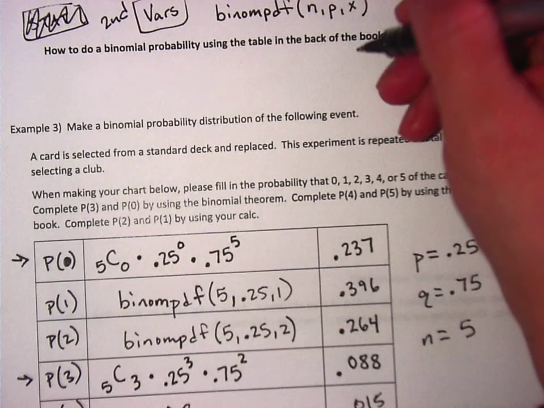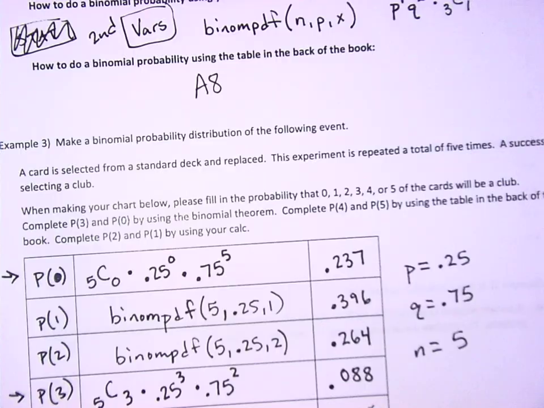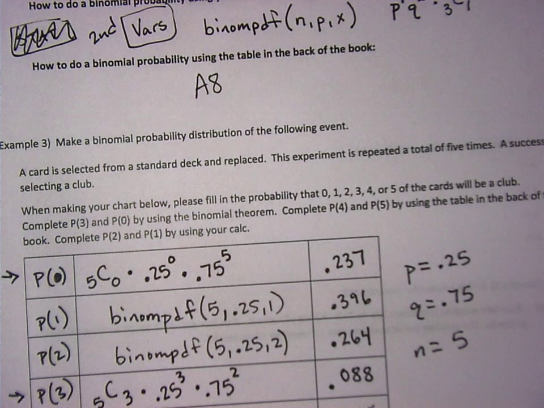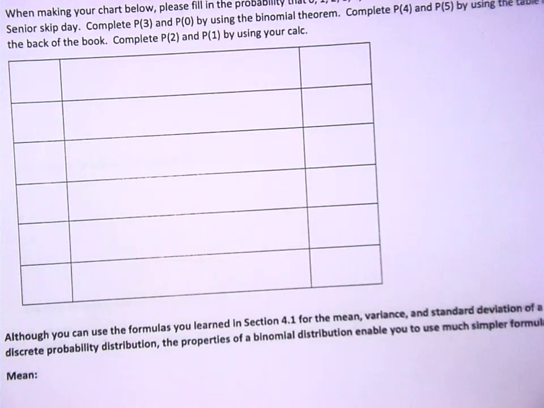Okay. How to do a binomial probability in the table in the back of the book. Do I need to write it out? Can we all just write A8 there and be happy? Yeah. Great news. All right, so it is your turn.